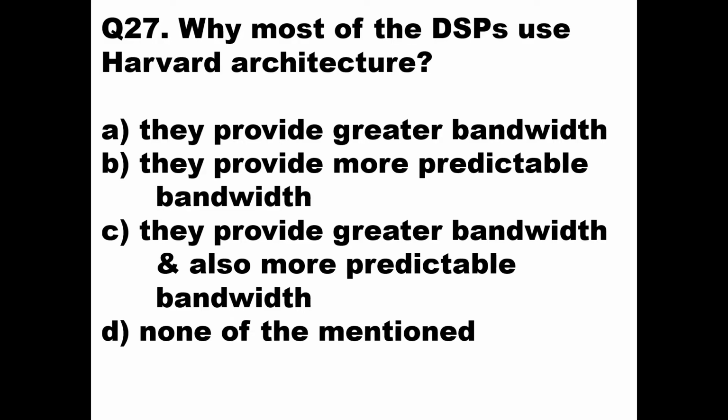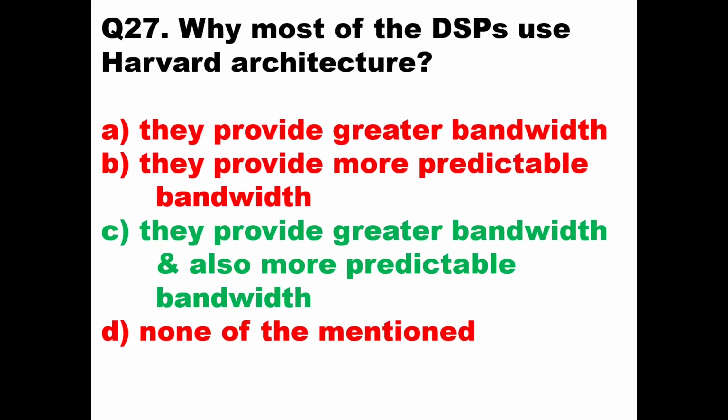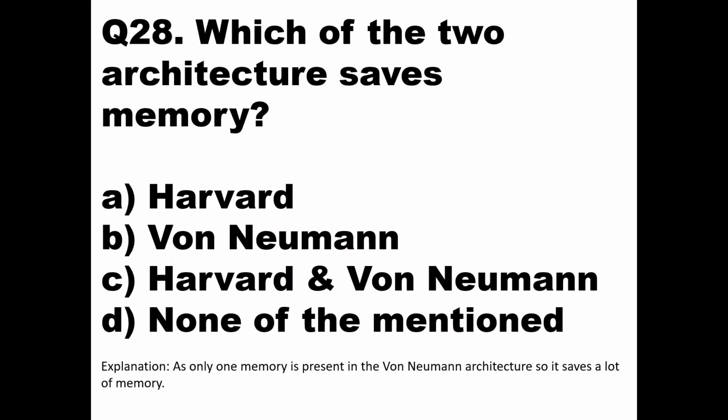So it is greater bandwidth also, and it is more predictable bandwidth. You can predict the bandwidth. Okay, so it is option C, which is the right answer over here. Then we'll go to the next question, question number 28.